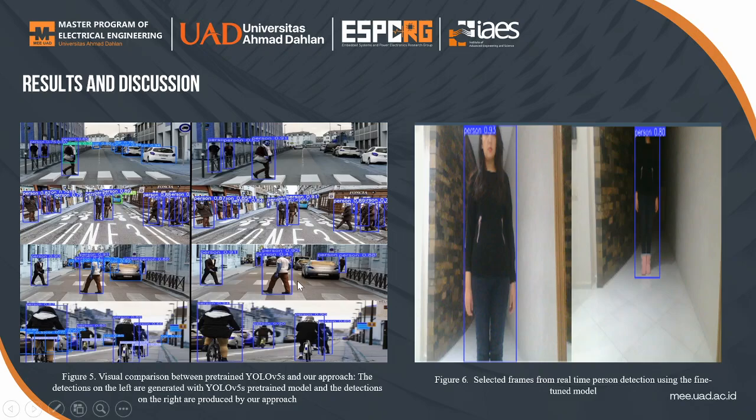To further underscore the effectiveness of our approach, we conducted a visual comparison, and the figure here demonstrates the enhanced accuracy achieved through the fine-tuning process. Here we have real-time frames taken by our cameras, and of course we can see the high performance of the fine-tuned model in detecting persons.